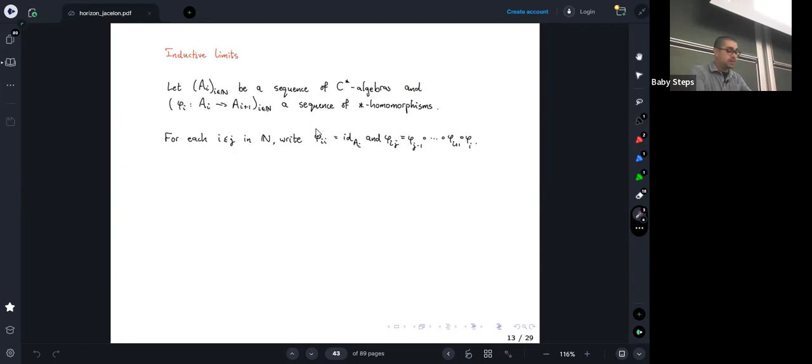So let's say we are in this situation that I just described. We have a bunch of C*-algebras, and we have a bunch of star homomorphisms between them. Let's call these star homomorphisms connecting maps. So I can connect A_i to A_{i+1} via some map phi_i. And then I can connect A_i, in fact, to any j that's bigger than or equal to i. So I can connect A_i to itself just by doing the identity map. I can connect A_i to a bigger A_j by just taking compositions of these successive maps.